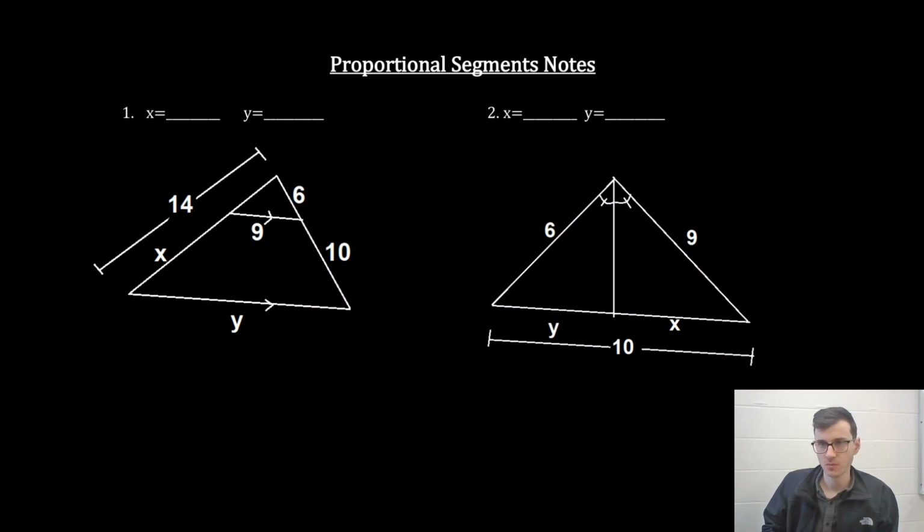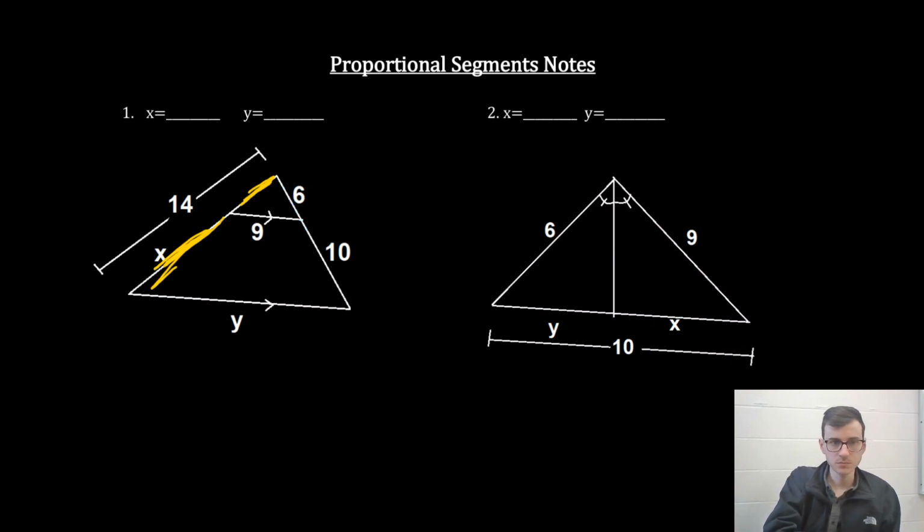This right here and this right here is proportional to this right here and this right here. That's the triangle proportionality theorem, and that's so powerful for us.